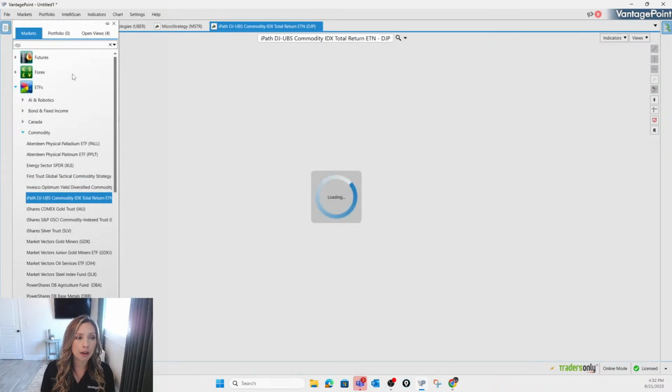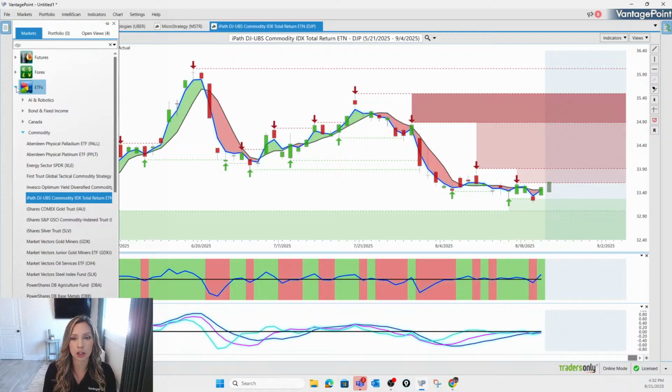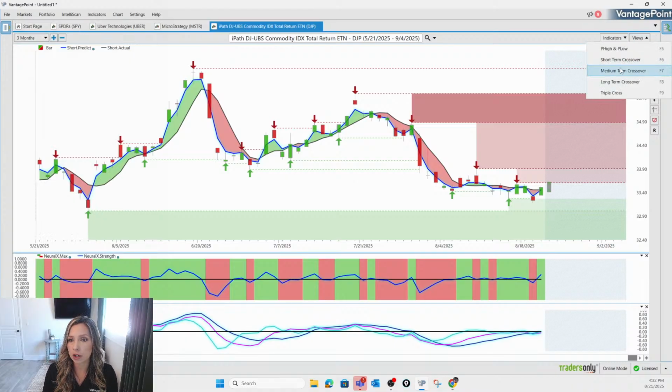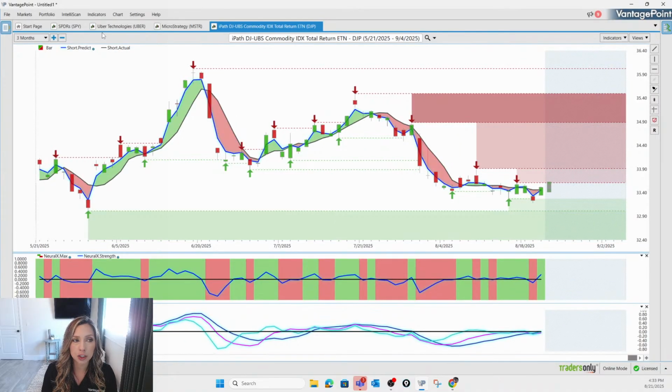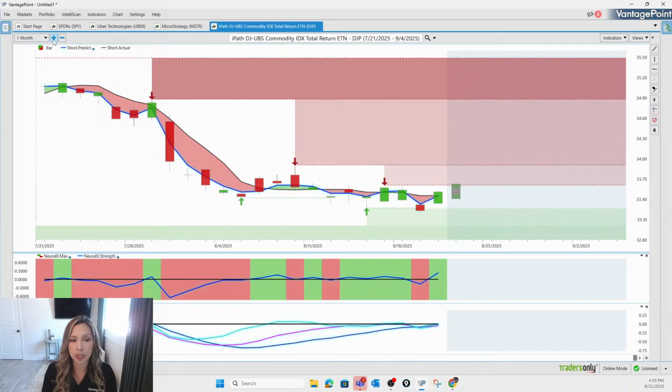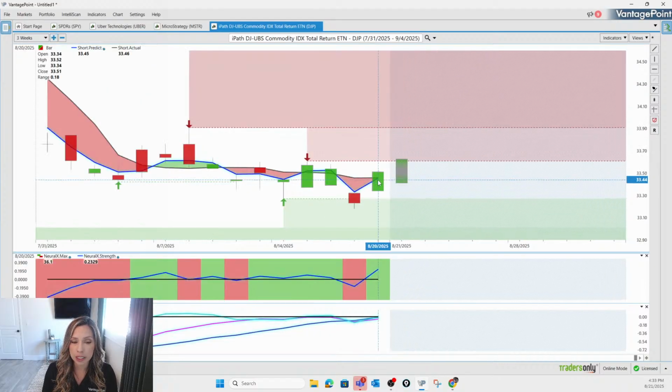So we do have things like commodities that you could look at as well. I'm going to pull in just DJP here for a second. I'm going to put that on our medium term cross. And we can see we had a big downturn in this particular market here, but recently we've had some shorter term strength. So I'm going to switch back over to that short term crossover and zoom in so we can all get a good look at the potential here.